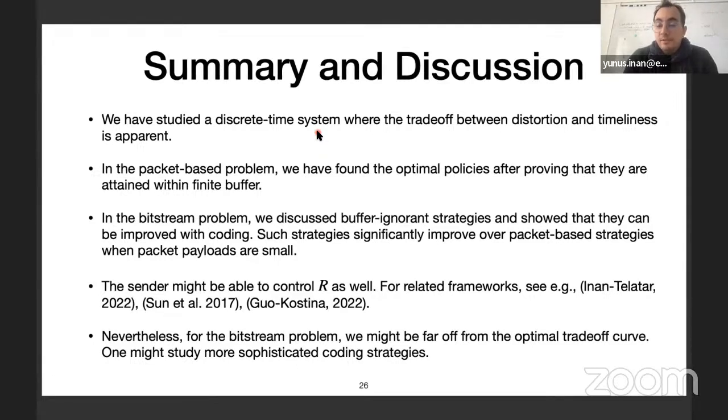As further directions, as addressed in some of the questions in the talk, the sender might be able to control the speaking times as well, right? For related frameworks, one can see the works we have given as references. But still, for the bitstream problem, I think that we might be far off from the optimal trade-off curve. One may study more sophisticated coding strategies, because what we have done was basically following an ad hoc approach, buffer ignorance strategies. We found the optimal buffer ignorance strategies, and we have shown that they can be improved with some coding. But still, it may be far off from the optimal.